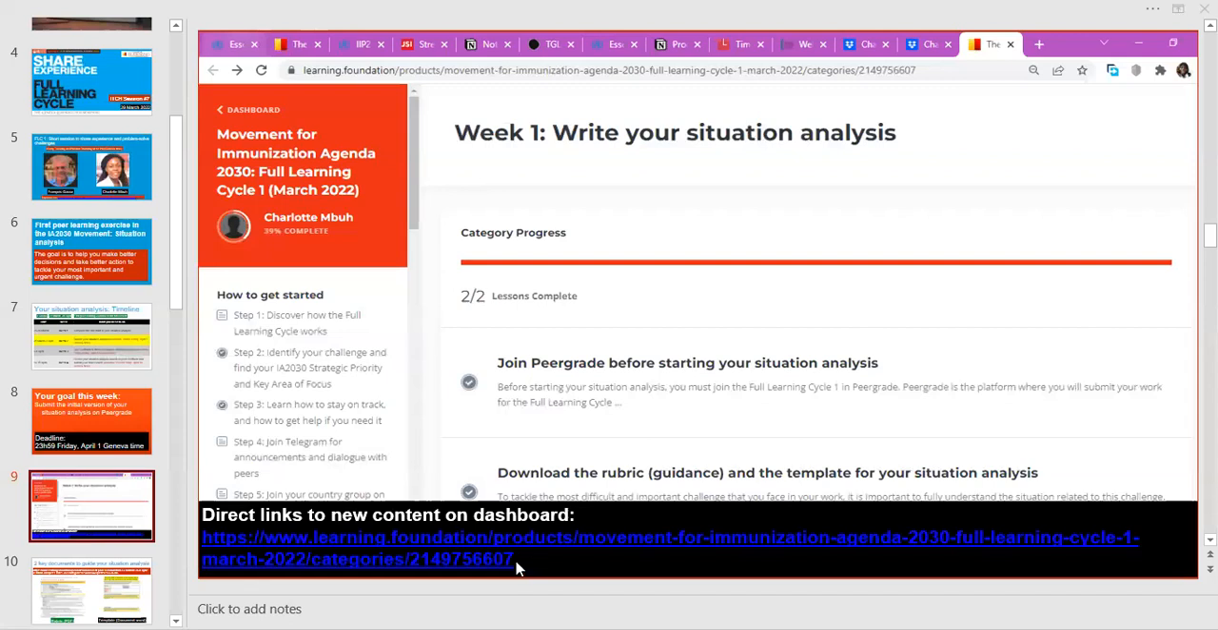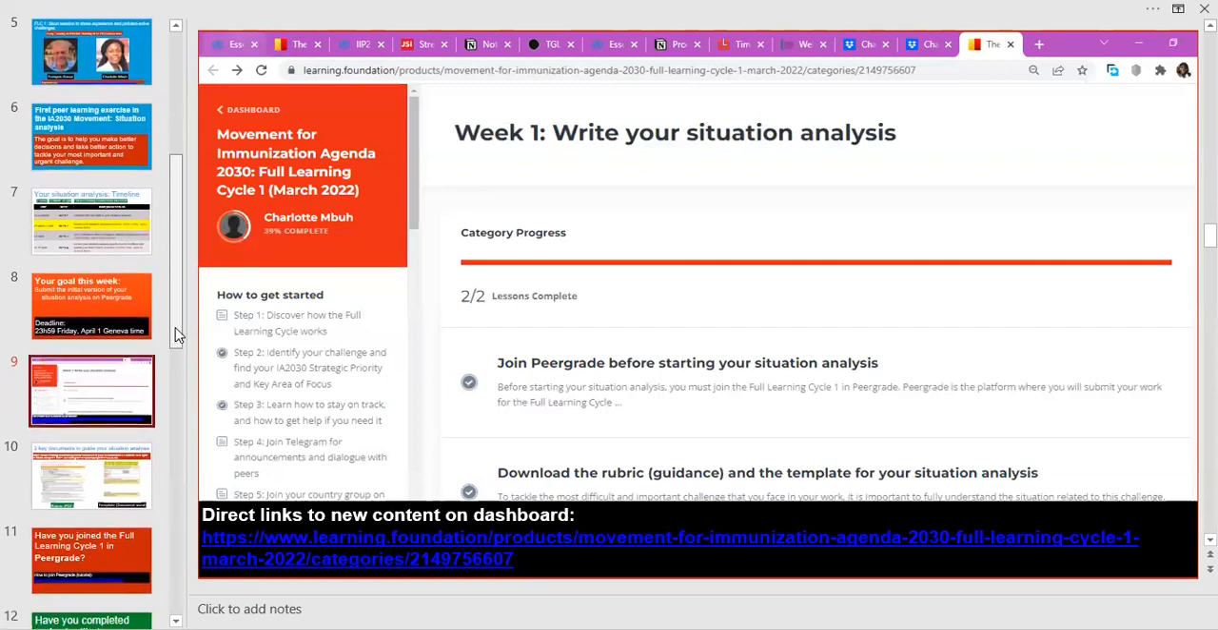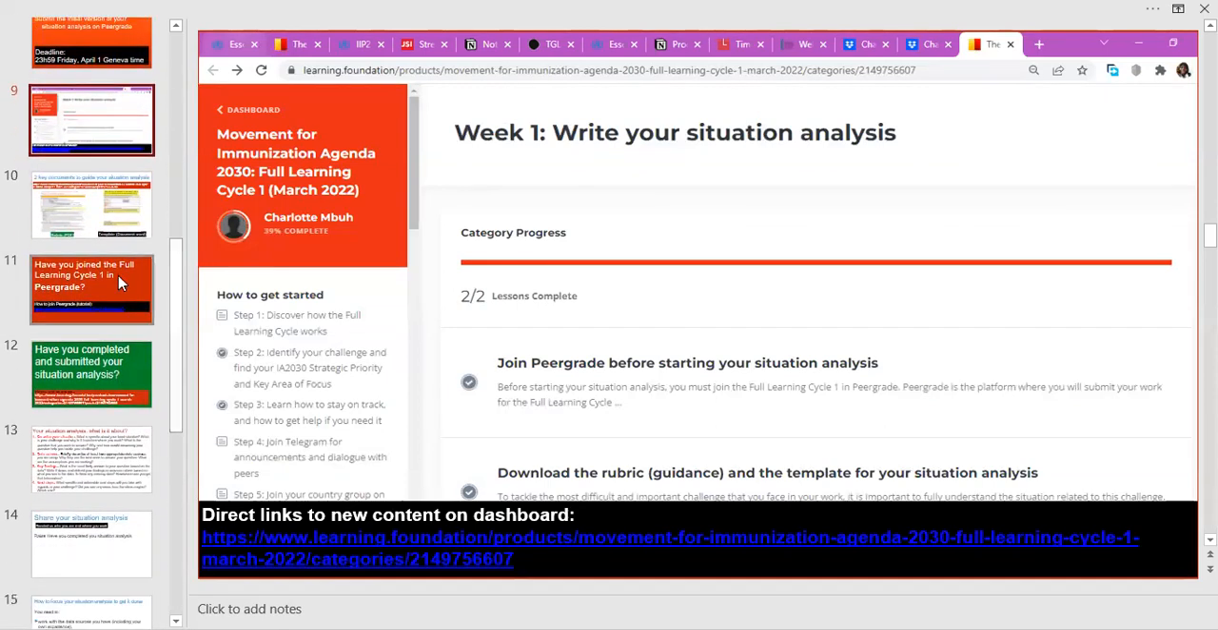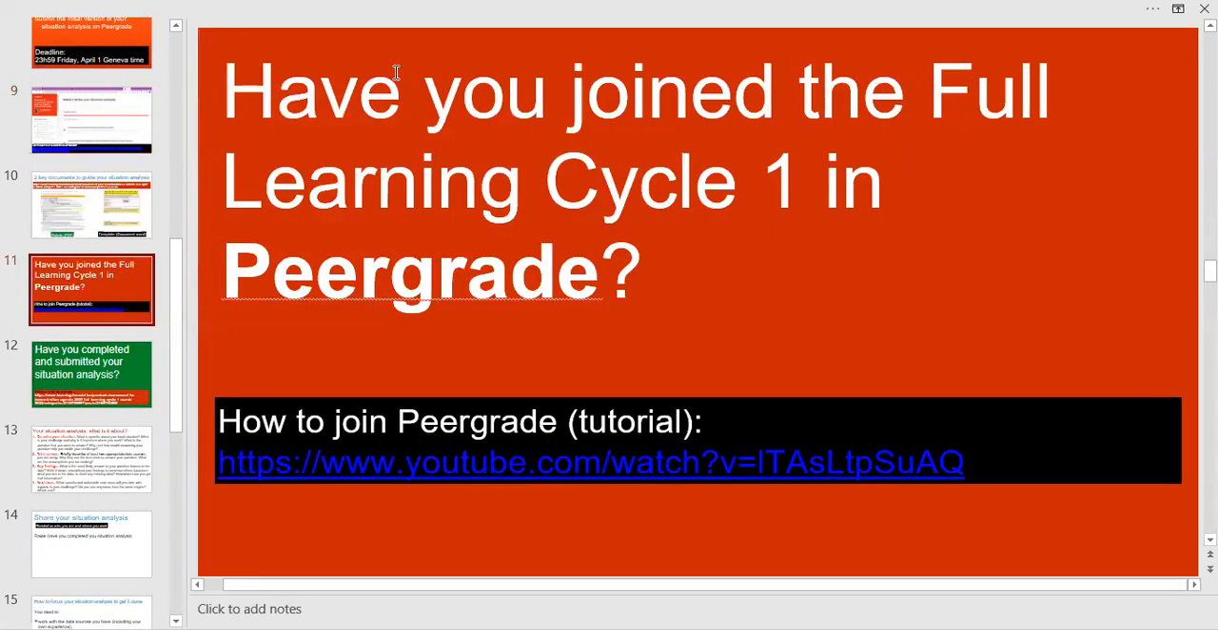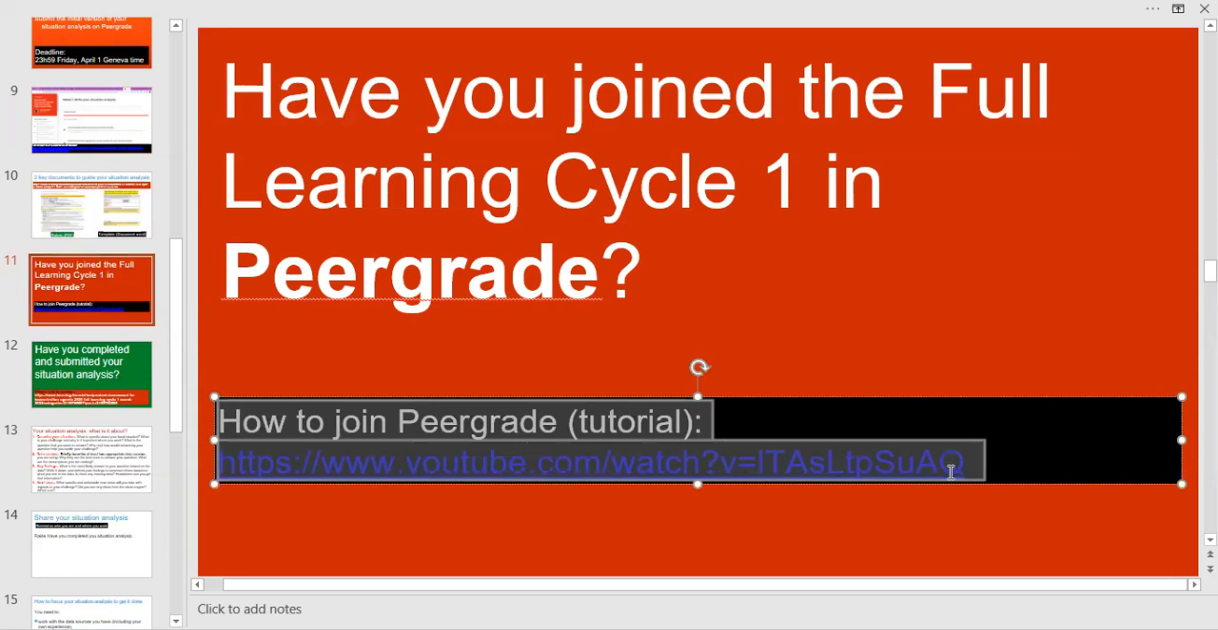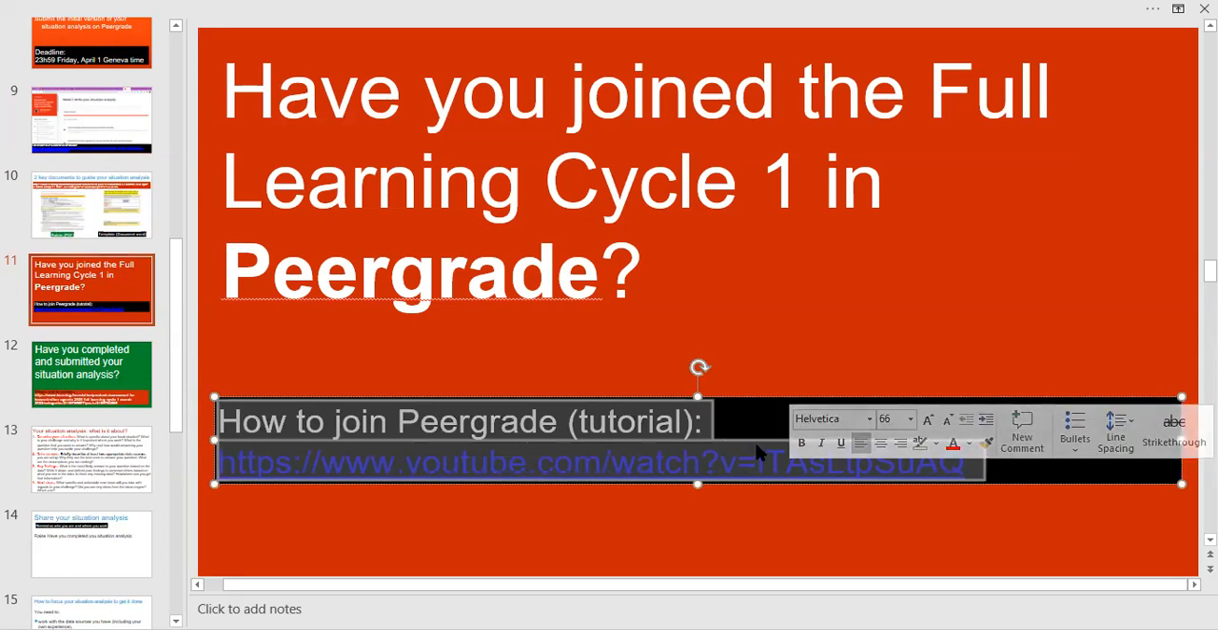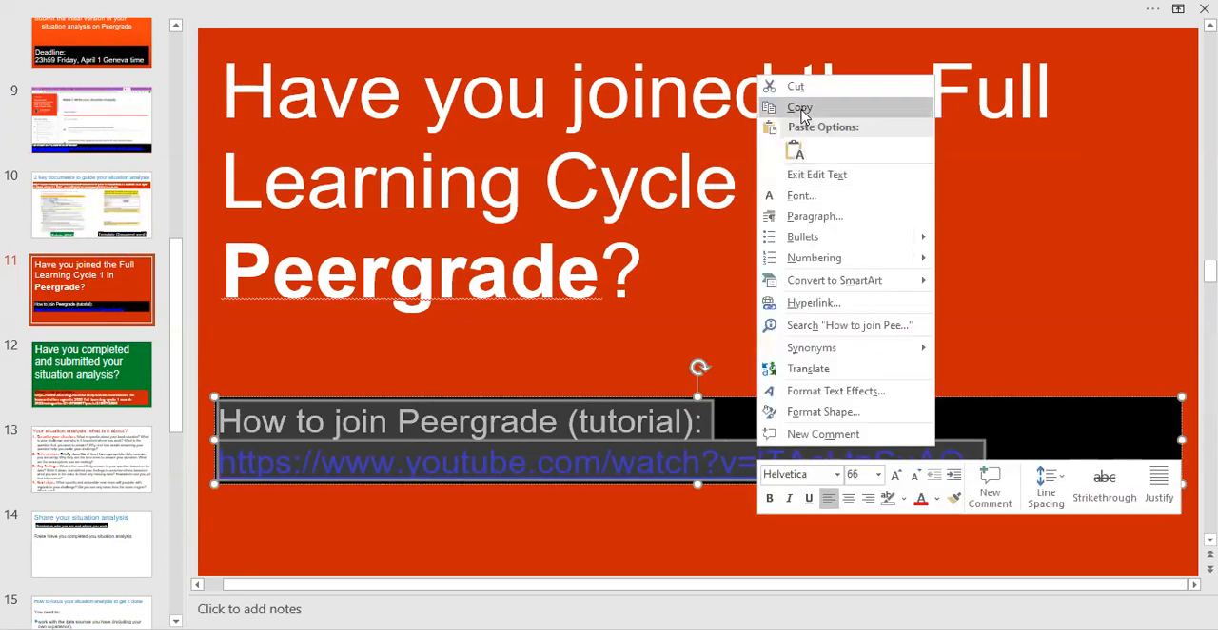So the key resources, the instructions, what you need to do as far as the situation analysis is concerned. The first thing is you have to join peer grade. For others that are like Lucinda, that are just joining today or are trying to catch up, the easiest way is for me to share the link. Peer grade is a platform where you need to submit your situation analysis and also do peer review. So it's indispensable if you are going to make it through this exercise on situation analysis. And I'm sharing the link with you in the chat.